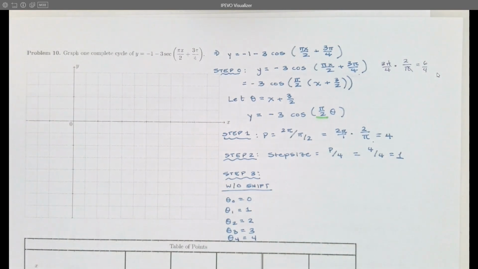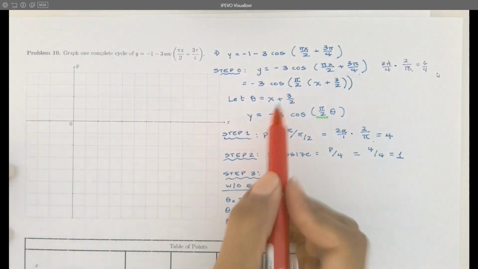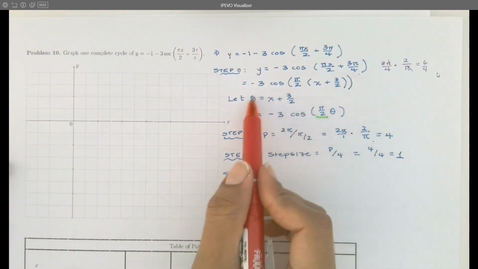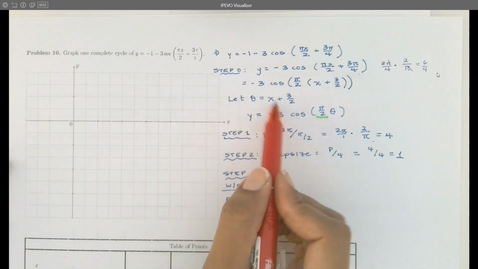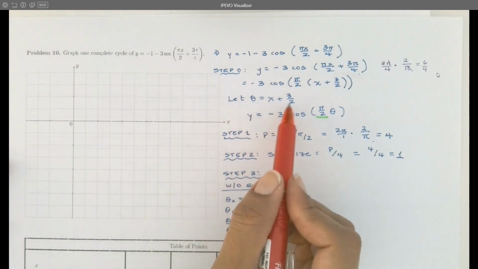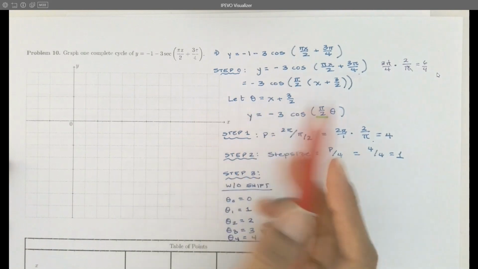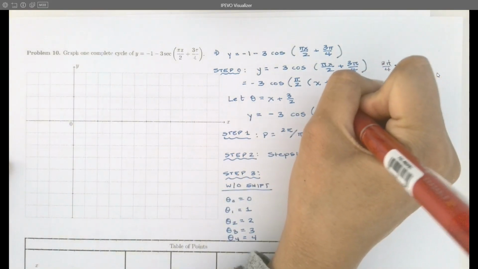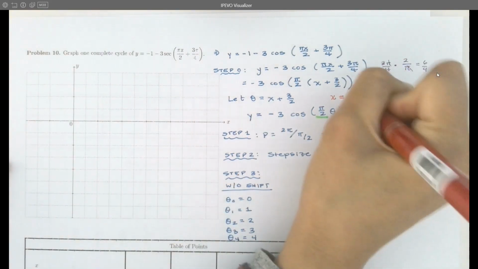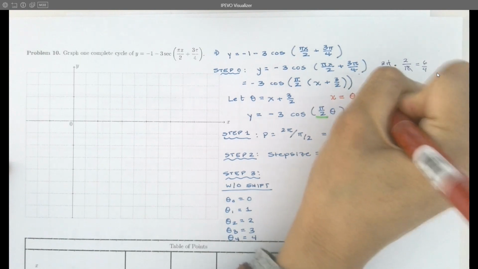Okay, so that is without the shift. We want to consider the original variable, which is x. So we're going to go back up here where we first wrote the relationship between theta and x and solve for x. That means subtract the 3 over 2 from both sides of the equation, and we're going to end up with x equals theta minus 3 over 2.